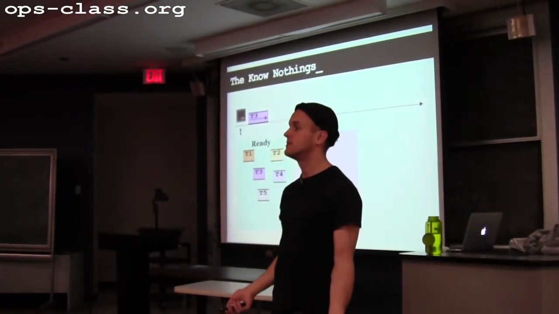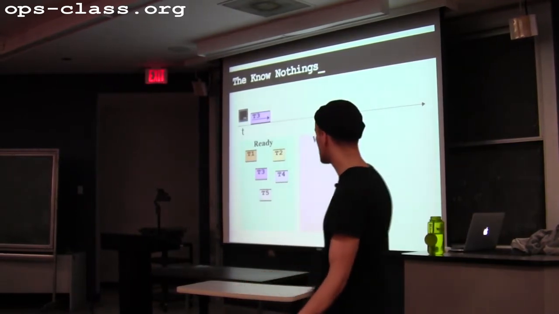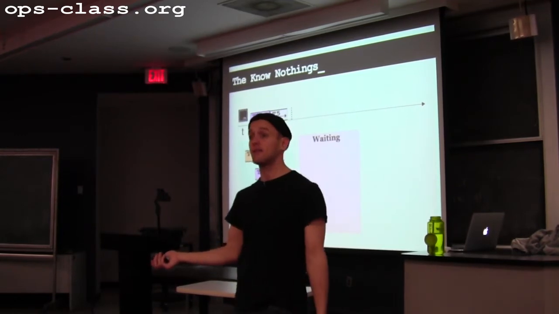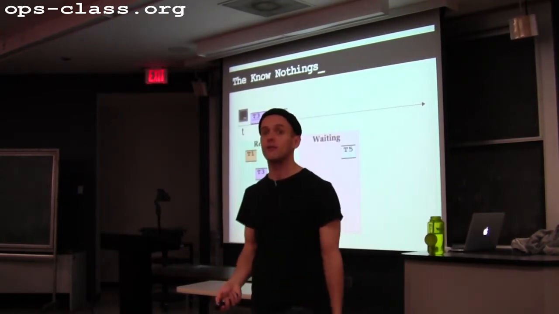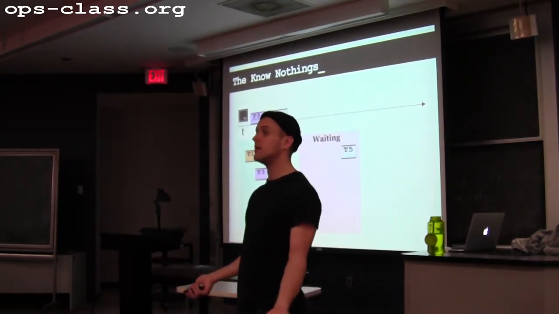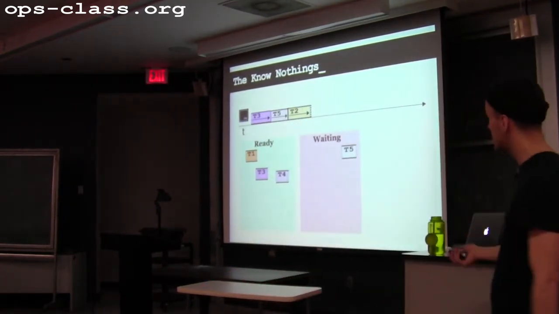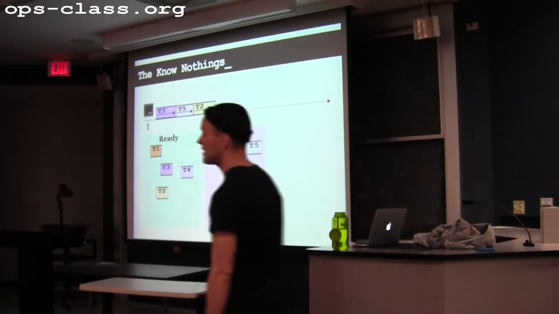Now what do we do? Choose another random thread, okay? I choose T5. Now maybe T5 blocks, so I'm going to throw it over here on the waiting queue. Now what do we do? Choose another random thread. And this is how this goes. So if threads exhaust their quantum, they get tossed back in the ready queue.